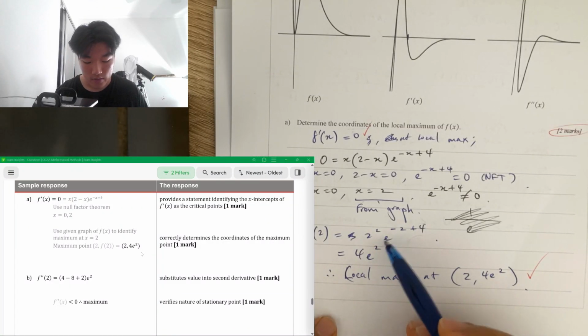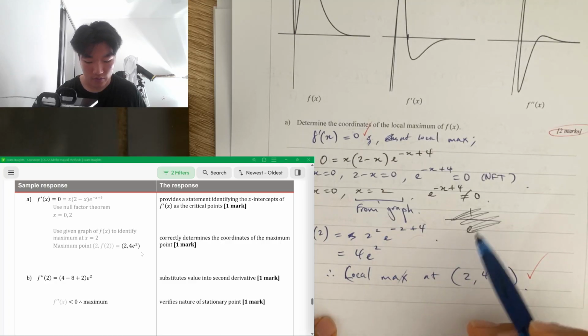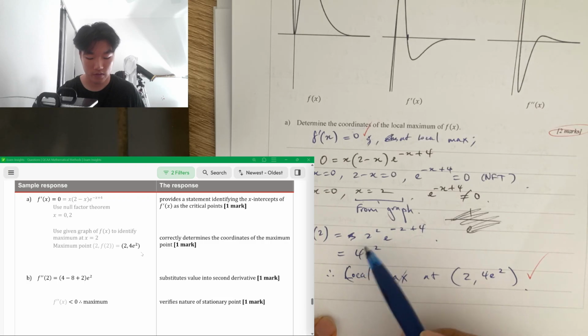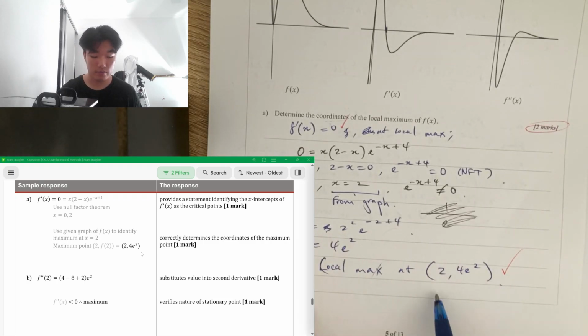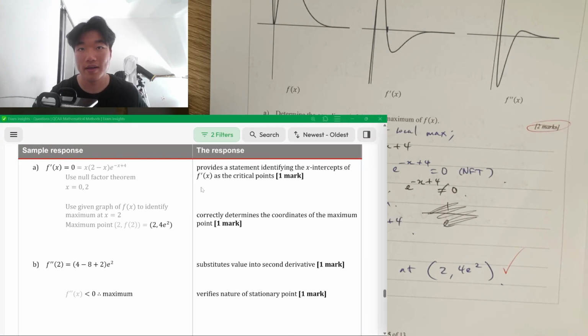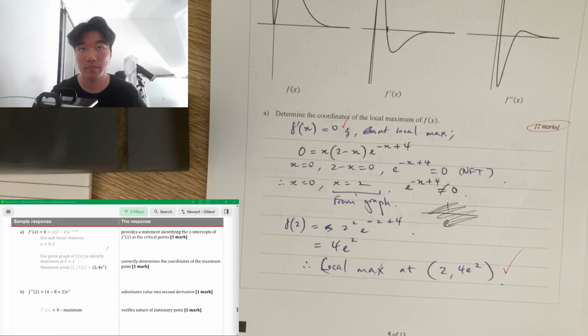So 2 squared multiplied by e to the negative 2 plus 4. So then this becomes a power of 2. So that's 4e squared. So then I wrote it as (2, 4e squared), which is how it's demonstrated in the formula sheet. Okay.